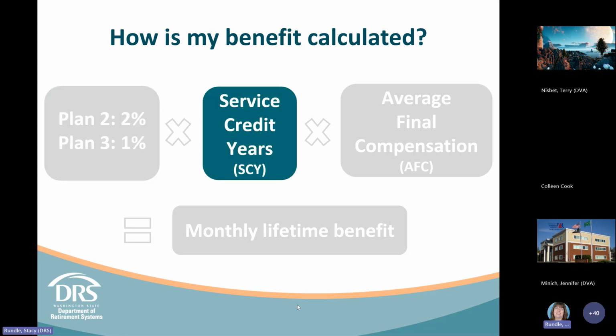You earn service credit based on the amount of hours you're paid for each month. You earn a full service credit month when you're paid for 90 or more hours in a month. 12 service credit months equals 1 service credit year. Now, if you're paid for less than 90 hours, well, then you might be earning half or a quarter of a service credit.